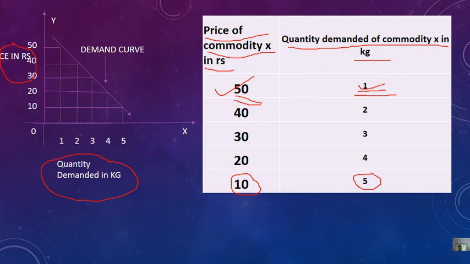If there is a question in the examination, because this question is asked many times in the HSC examination, that is, explain the law of demand with assumptions, at that time you have to write down the introduction, statement, basis, then schedule, explanation of schedule in 4 points, graph, explanation of graph in 4 points, and assumptions.